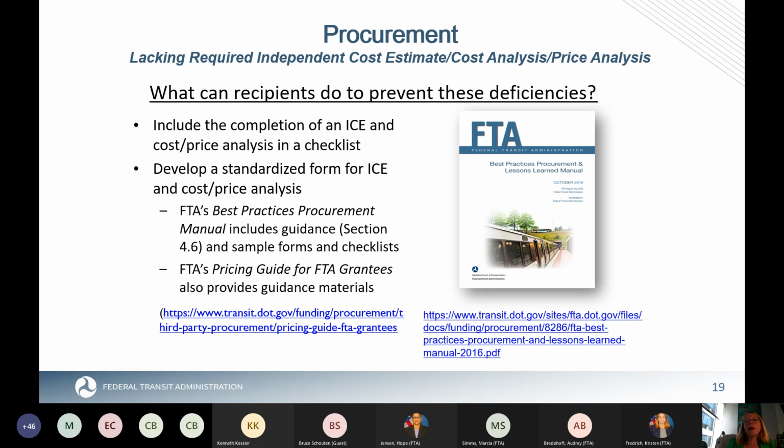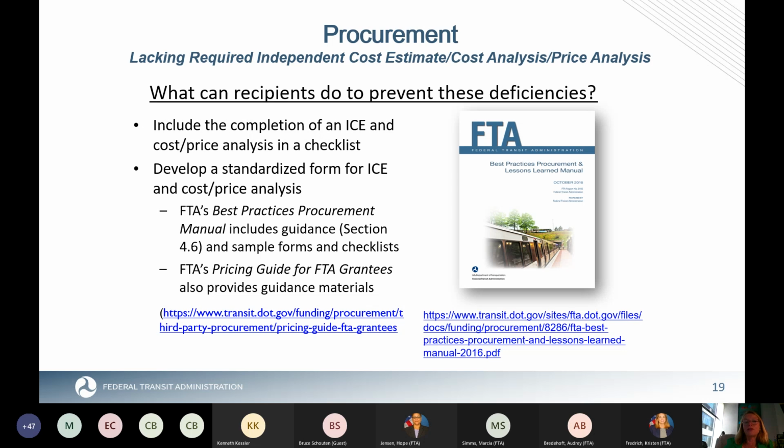Another good idea is to develop a standardized format to use for independent cost estimates and for cost or price analysis, so that no matter who in your agency is conducting those, they're done in the same manner with the same level of information.